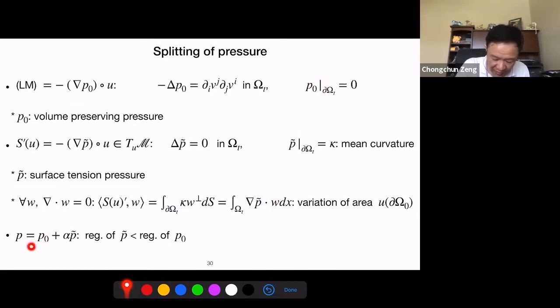One comes from the Lagrangian multiplier, and one comes from the variation of the surface area. So the total pressure in the Euler equation with surface tension, in fact, is not simply just the Lagrangian multiplier as in the fixed boundary case. It's a combination of both.